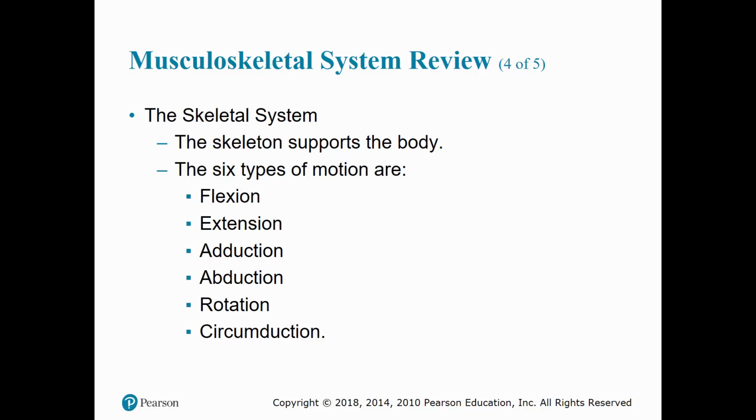Now, there are 6 types of motion that the skeletal system can do. You have flexion, which allows you to move your extremity towards the body. You have extension, a bending motion that moves the extremities away from the body. Adduction is moving a body part towards your midline. Abduction is away from the midline. Rotation is when you turn the body along the axis of a bone or joint. And circumduction is movement through an arc or a circle from a central point, like doing arm circles.